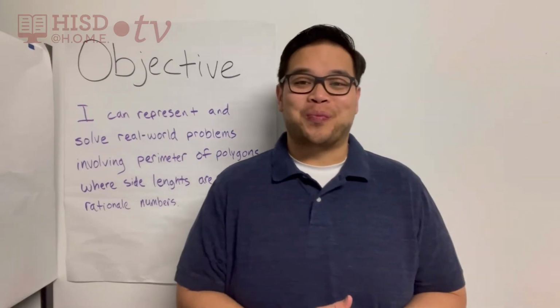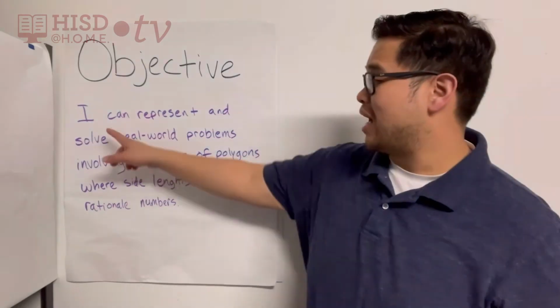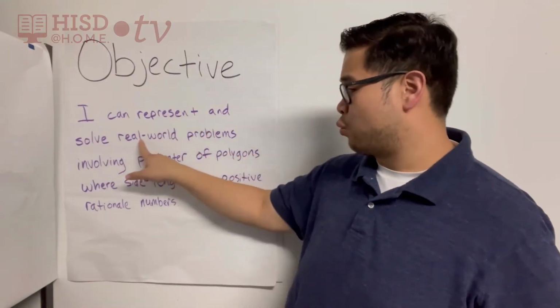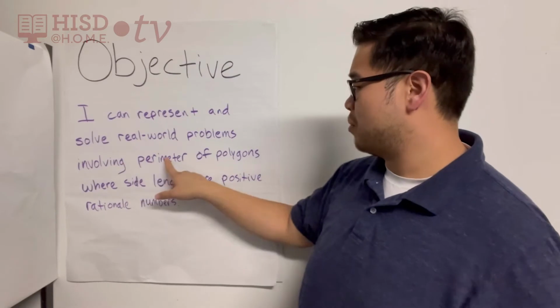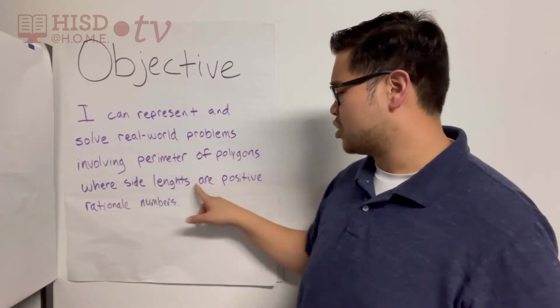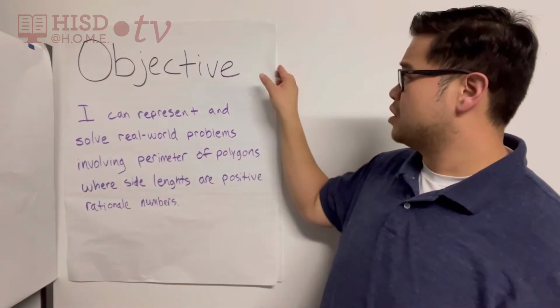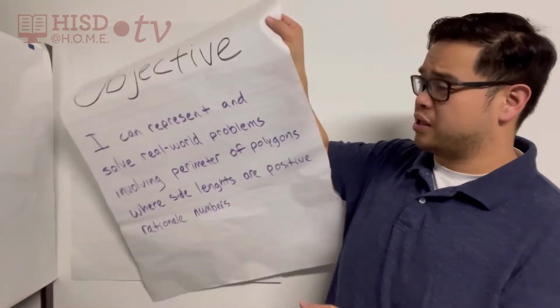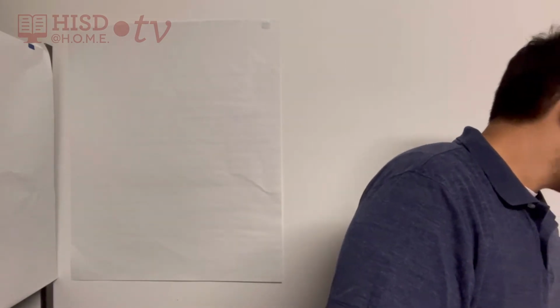Welcome back. So our objective for today is: I can represent and solve real-world problems involving perimeter of polygons where side lengths are positive rational numbers. So that's our objective for today. And before we move on to the next part, what we're going to do is review our vocabulary. So we're going to go ahead and review our vocabulary now before we get into our lesson. So our first word for the day is, if you were on the last video, you may have remembered this word, but we're just going to review it again.